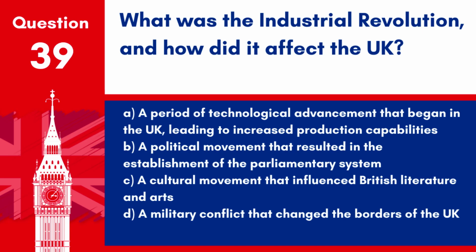Question 39. What was the Industrial Revolution and how did it affect the UK? A. A period of technological advancement that began in the UK, leading to increased production capabilities. B. A political movement that resulted in the establishment of the parliamentary system. C. A cultural movement that influenced British literature and arts. D. A military conflict that changed the borders of the UK.